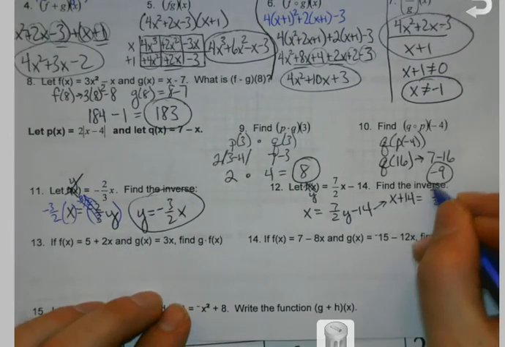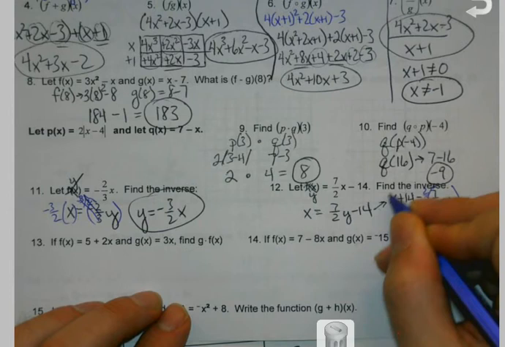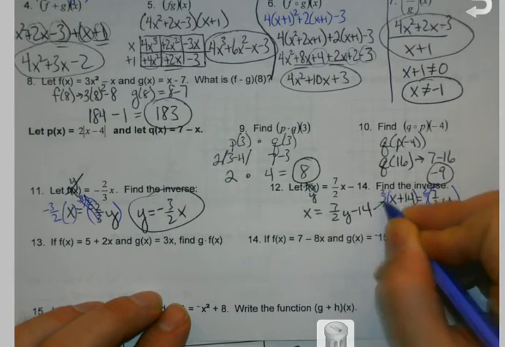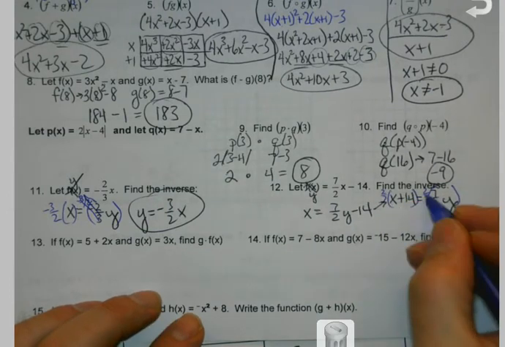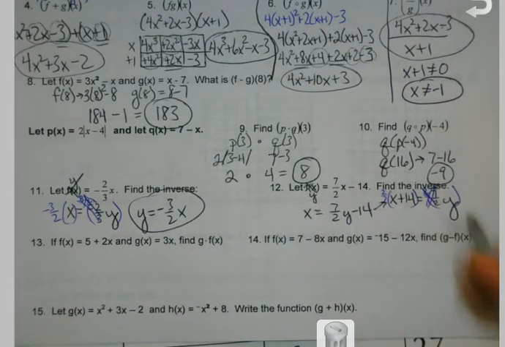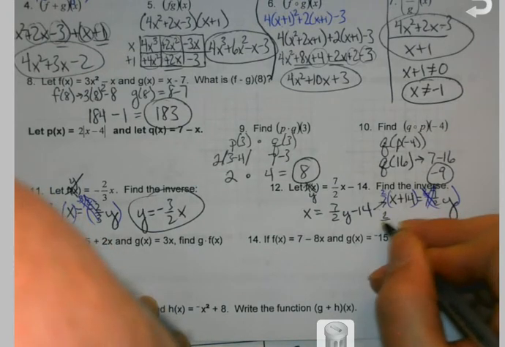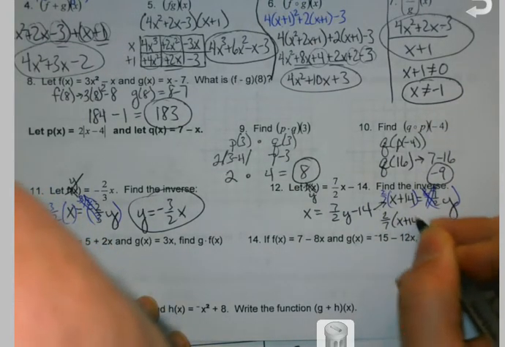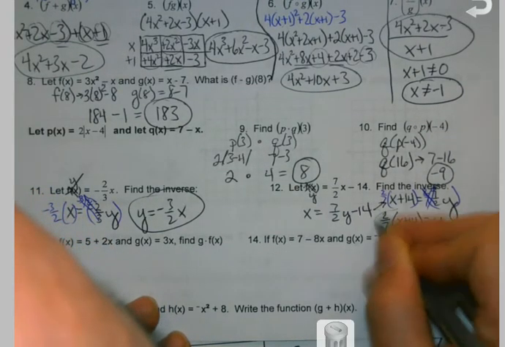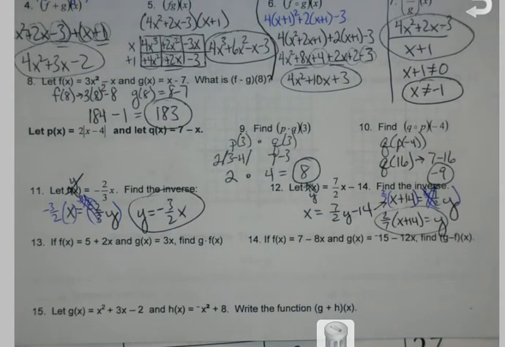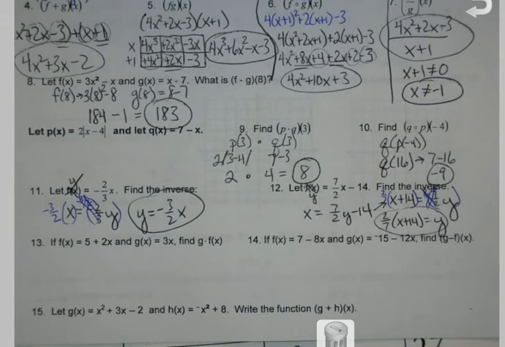So what I want to do here is multiply by the reciprocal. And if you want to leave it as 2/7 x plus 14, you can. If you want to distribute it out, you can. But if you do, make sure it goes to the x and to the 14. Because if it doesn't, you just turned it into the wrong answer. So switch x and y, solve for y, done.